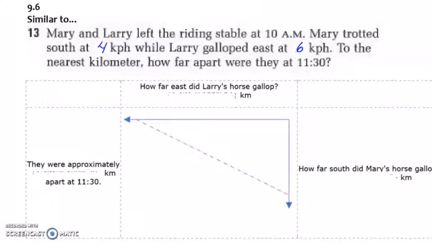Let's look at a problem similar to 13. Mary and Larry left the riding stable at 10 a.m. Mary trotted south, so then I'm going to draw the picture so that she trots south at 4 kilometers an hour.